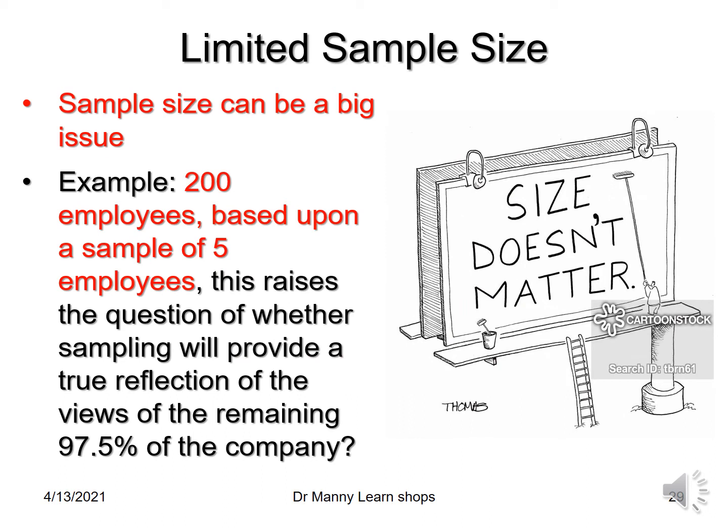Then you've got the issue of limited sample size. And sample size still seems to be a big issue with quantitative researchers and qualitative researchers even. For example, you can have 200 employees based upon a sample of 5 employees. And this will raise the question with some academics of whether sampling will provide a true reflection of the views of the remaining 97.5% of the company or the population.